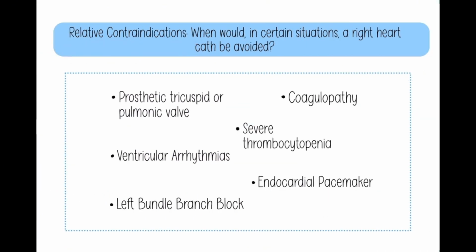Relative contraindications. When, in certain situations, would a right heart cath be avoided? Now, we say relative because sometimes, even though there is a risk, the benefits outweigh the risk, and it might be a reason why we're doing the right heart cath to get additional information. So, prosthetic tricuspid or pulmonic valve. Remember, I told you we might be doing this for valvular issues.